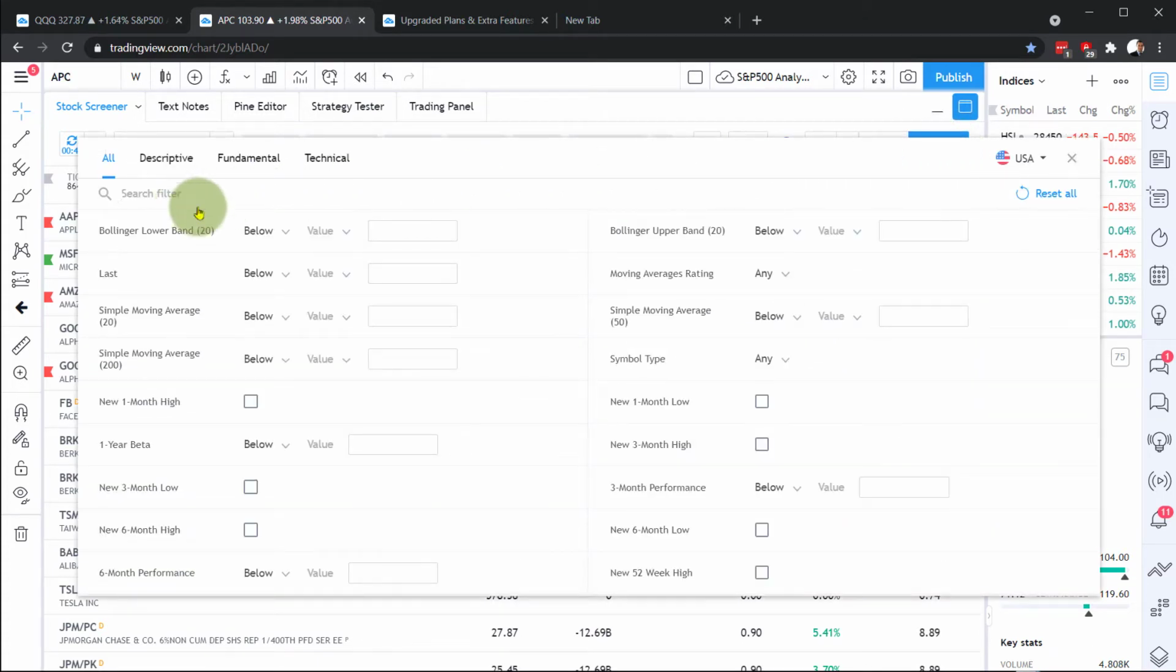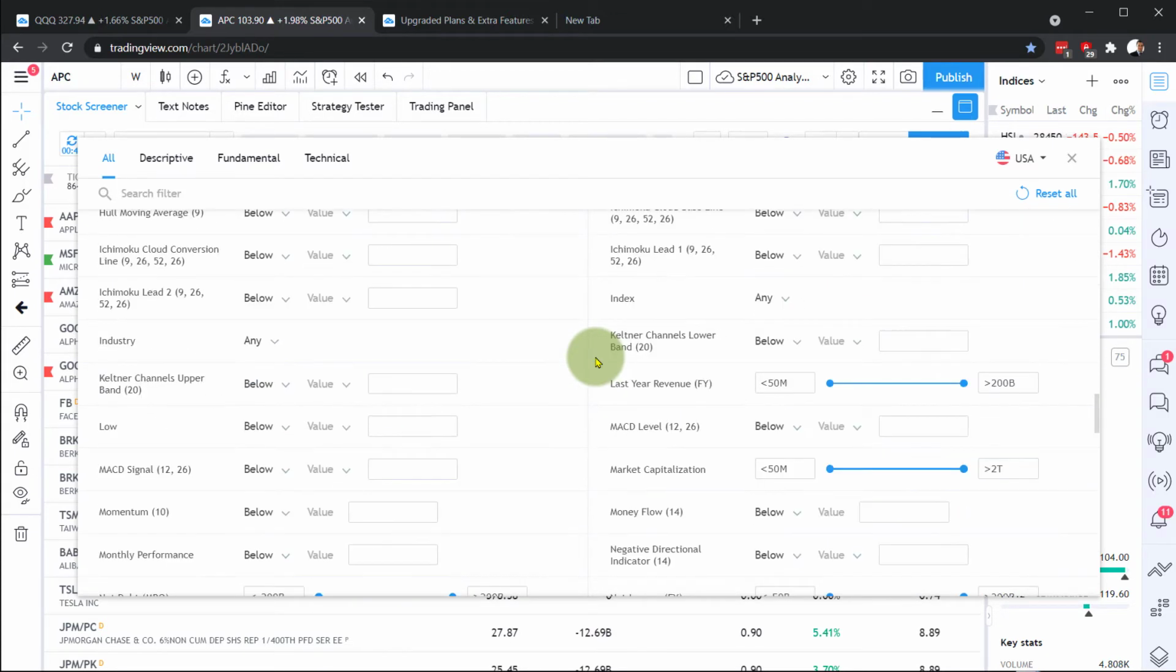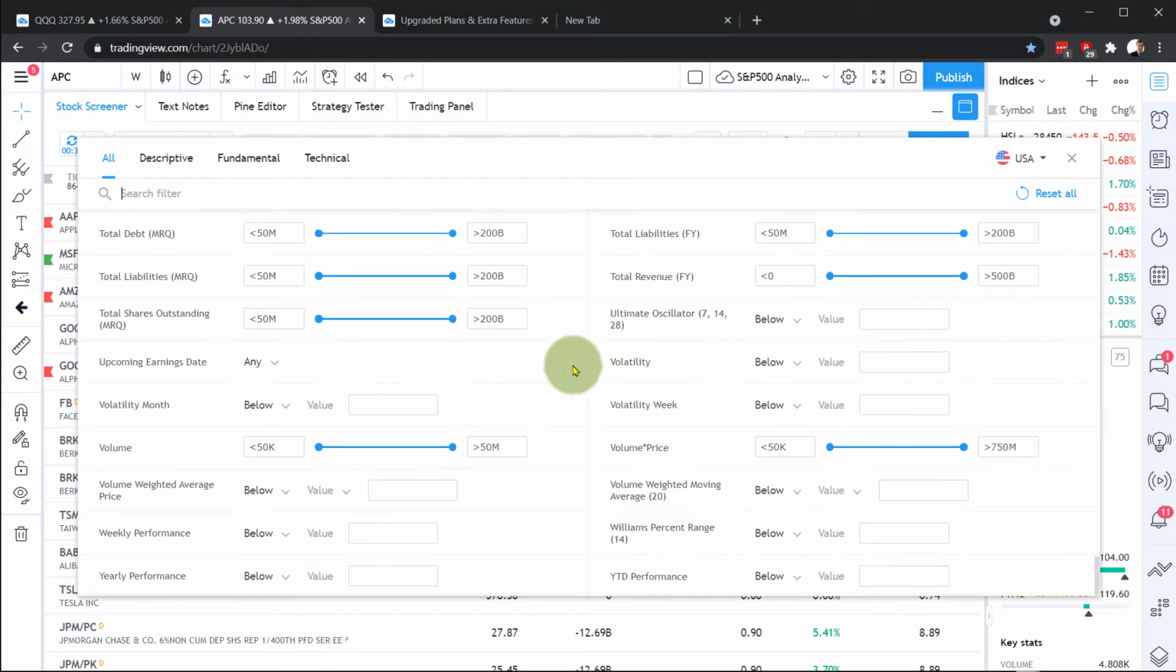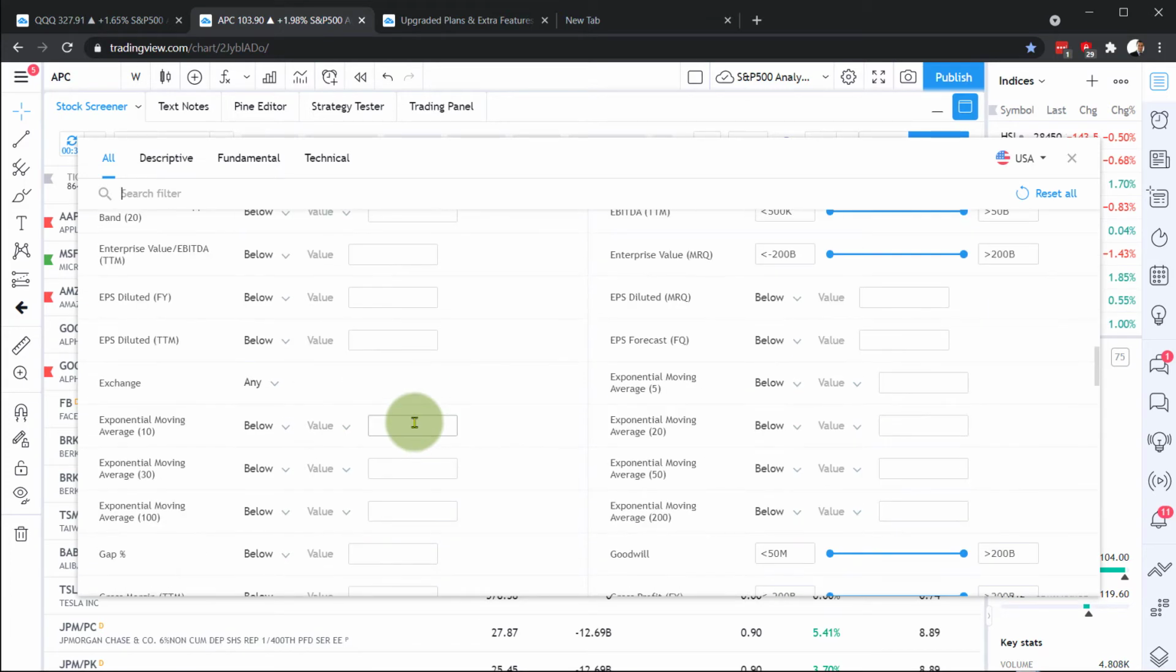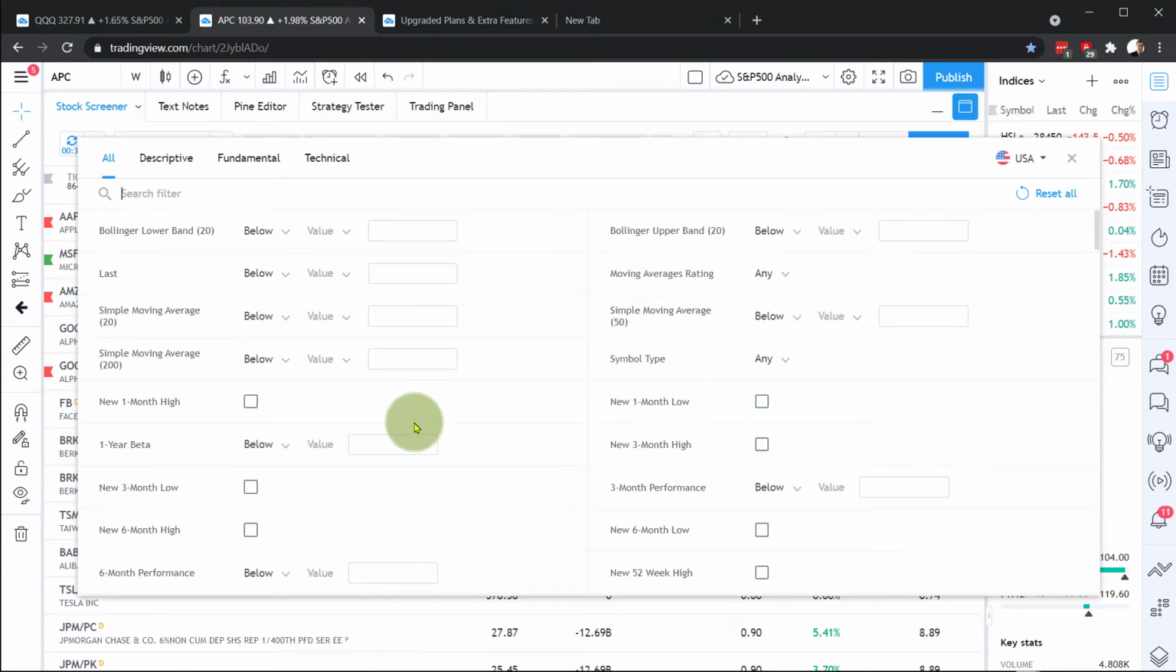I can filter on literally so many different parameters. And mostly, this is not a historical database. So I can't look at something like what was the annual EPS percentage increase 3 years ago for Apple. This is not how it works. This is more: what's happening now? What is the most recent data that I can use to screen on particular stocks?